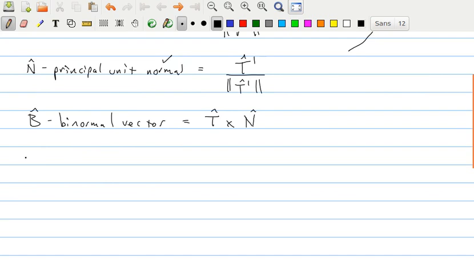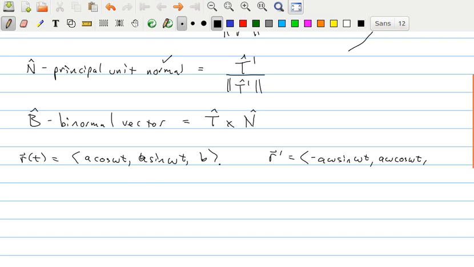Let's look at an example of this. Let's say our position is on some circle, a cosine omega t, a sine omega t, and then at some height b. So to get the unit tangent vector, we're going to need r prime. We go through and take the derivative component-wise. We get negative a omega sine omega t, and then the derivative of the second component is a omega cosine omega t, and the derivative of b is constant, so its derivative is 0.